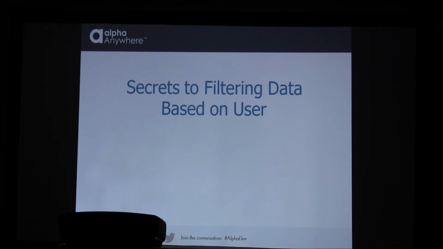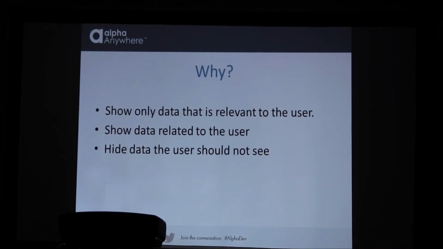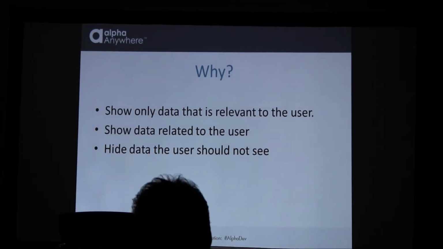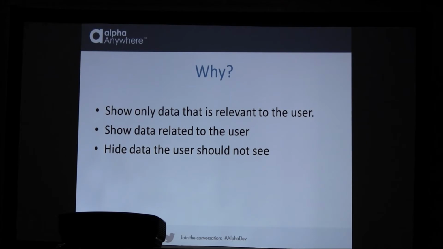So the first question we have to ask is, why do we want to do this? A couple of reasons. We want to show data that's relevant to the user. Sounds kind of obvious, but we'll talk a little bit about what that means. That's relevant to the user. In other words, it belongs to the user, you might say. There's also data that's related to the user that may not belong directly to the user, but the user has information about it, like what office they belong to, etc.